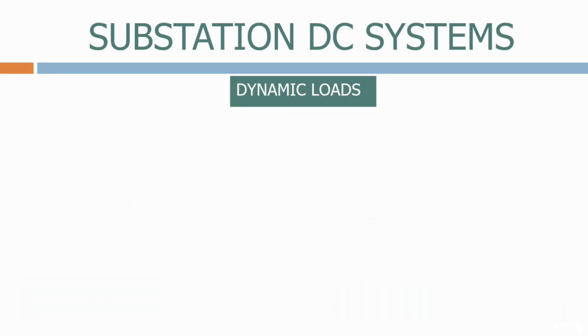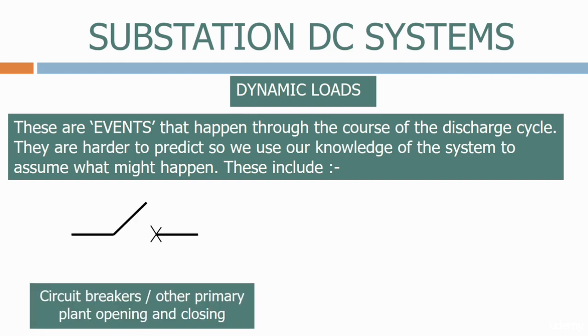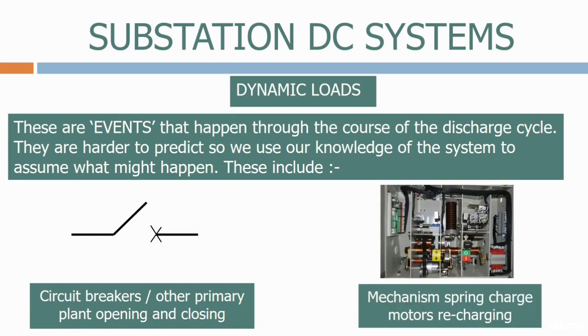Next we have dynamic loads. These are events that happen through the course of the discharge cycle. They are harder to predict, so we use our knowledge of the system to assume what might happen. These include circuit breakers or other primary plant opening and closing, and mechanisms, spring charge motors recharging. These can draw a substantial amount of current from the DC system.